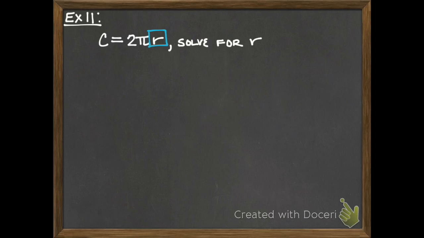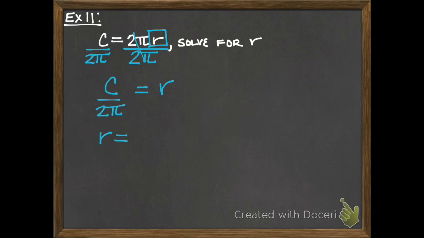If I want to get r by itself, right now r is not by itself because it's being multiplied by 2 and pi, or 2 times pi. So if I want to get r by itself, I just need to divide both sides by 2 pi. And I'll be left with r equals C over 2 pi, or the circumference over 2 pi. The radius equals the circumference over 2 pi. Usually we write the r equals first, but either is correct. So r equals C over 2 pi. That is my final solution.